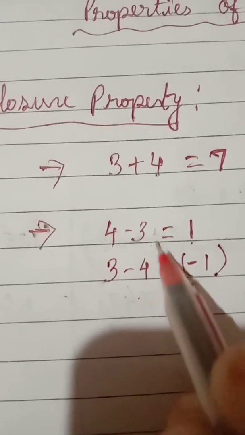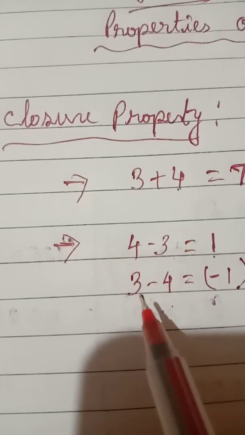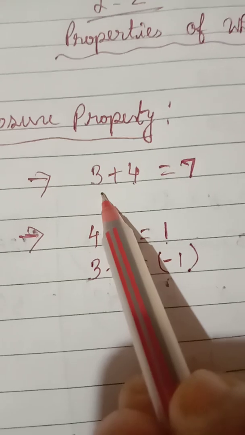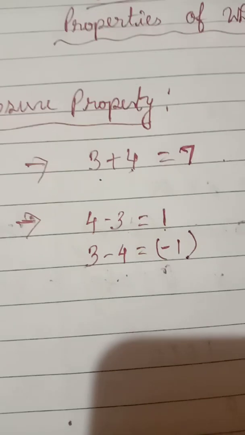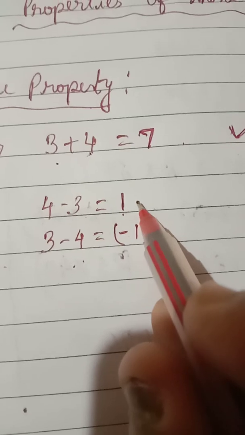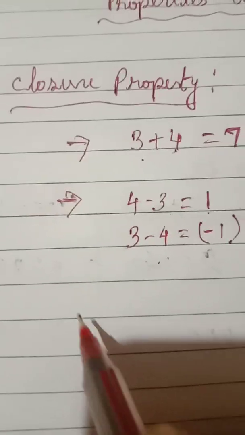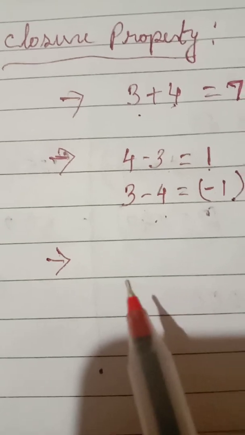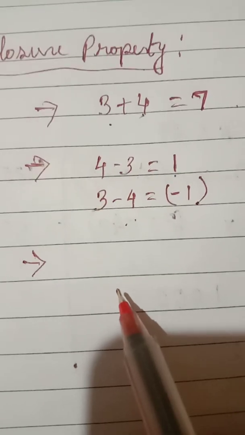So it is not applicable in the case of subtraction. Closure property is applicable for addition. For subtraction it is not applicable, because sometimes a whole number will come, but not in all the cases. Next, I will apply the closure property in case of multiplication.